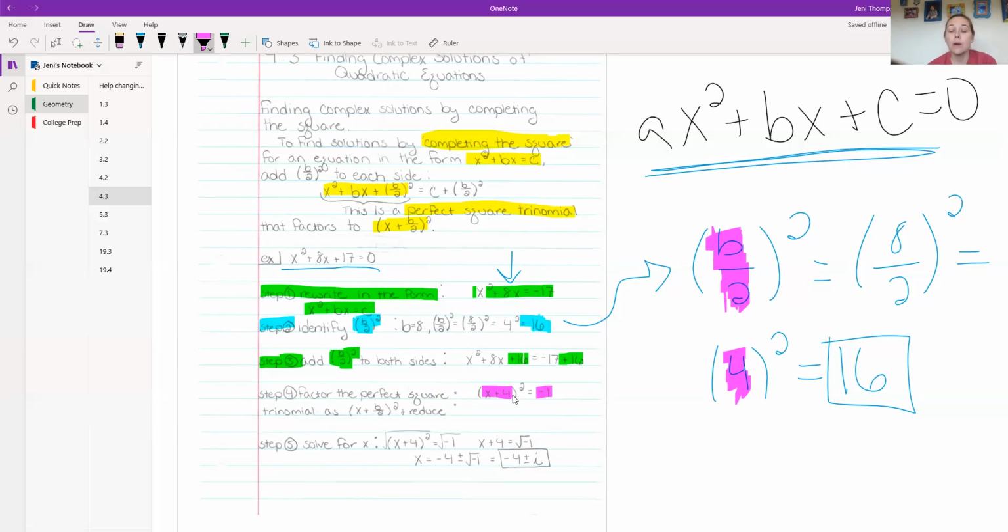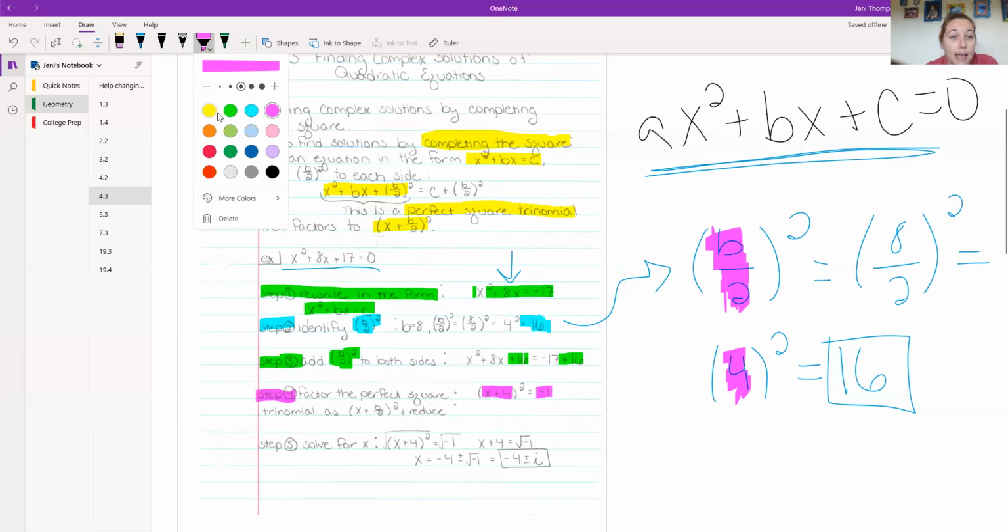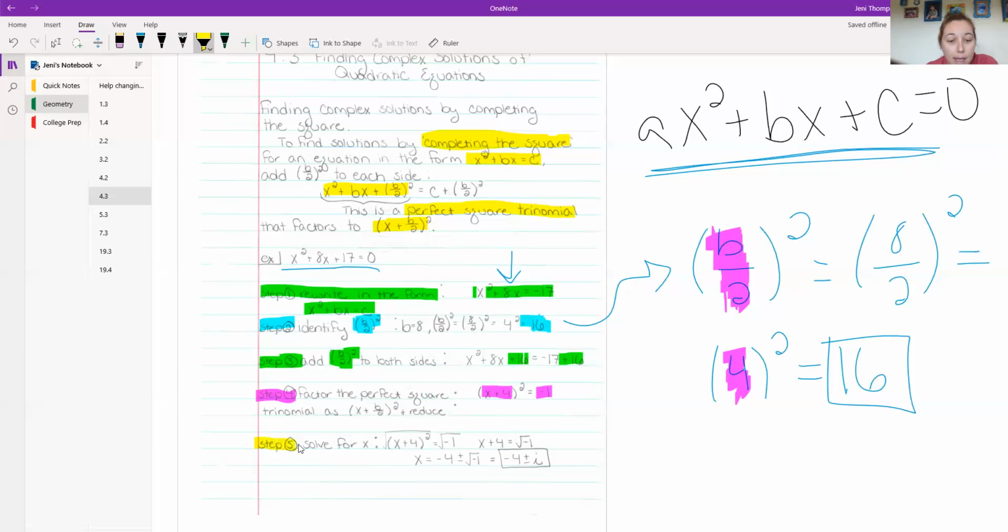There we go. So that's why we went through all that trouble, so that we can break this down into something that we can work with. And that was step 4. Okay, so step 5, we need to solve for our x, right?